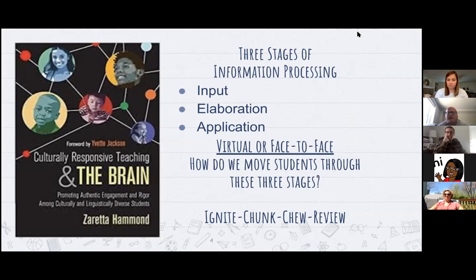If we could be mindful that even in virtual learning, our brain is trying to go through those 3 stages, whether during online learning or face-to-face learning or anything, then we can make sure that learning is happening and not just teaching. In her book, she offers 4 strategies that can move you through those stages. The first one is ignite, then it goes to chunk, chew, and review. We're going to go through each one of those with you at this time.